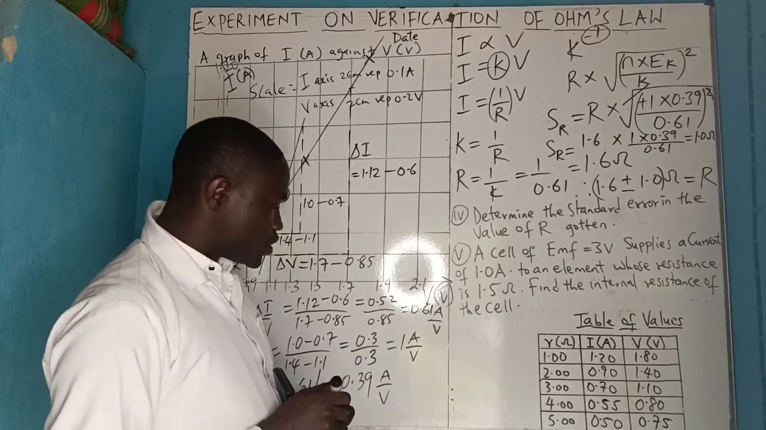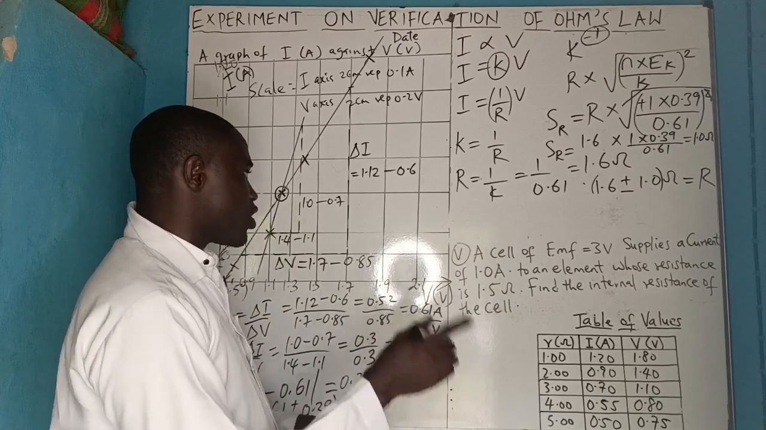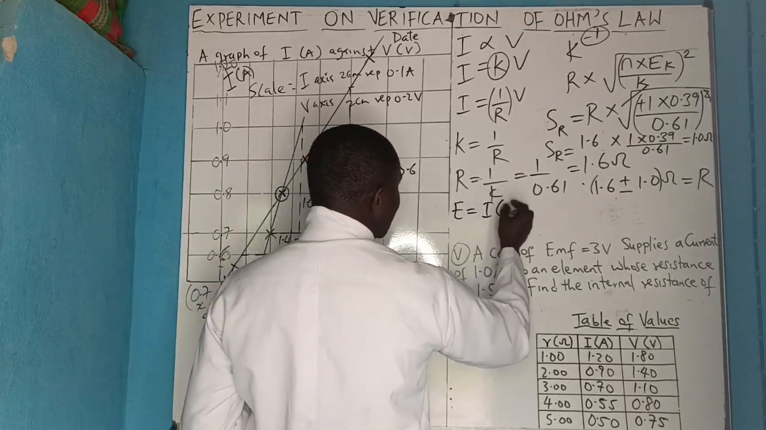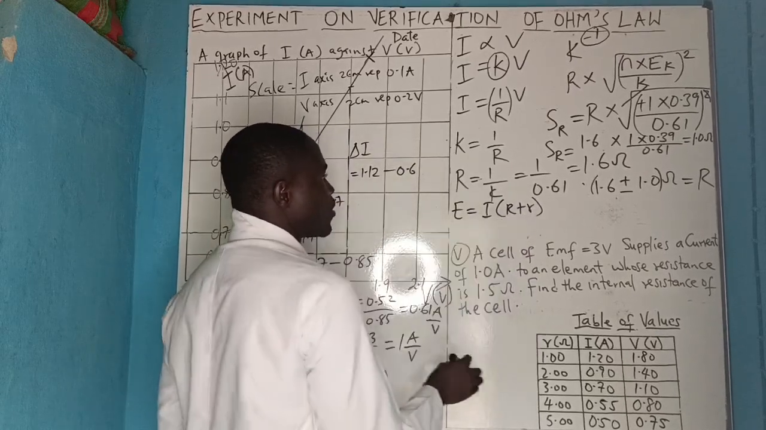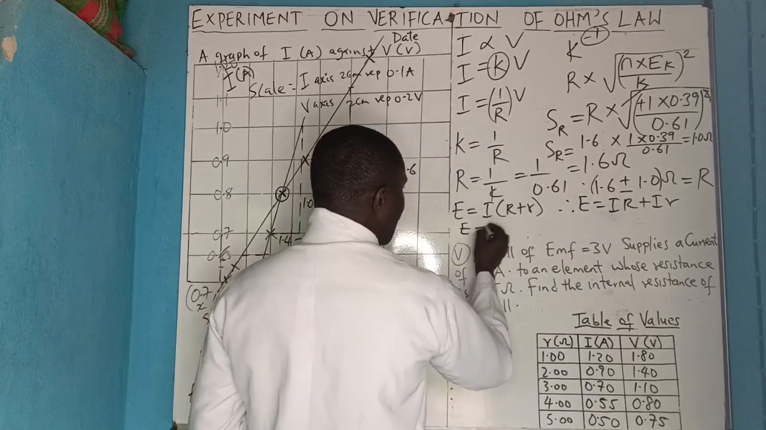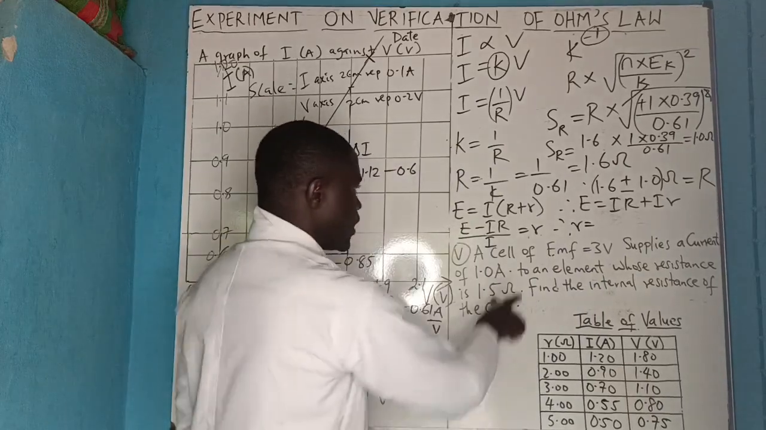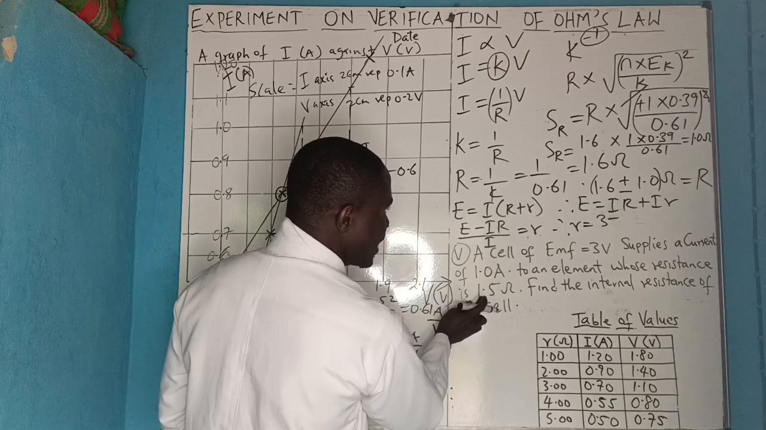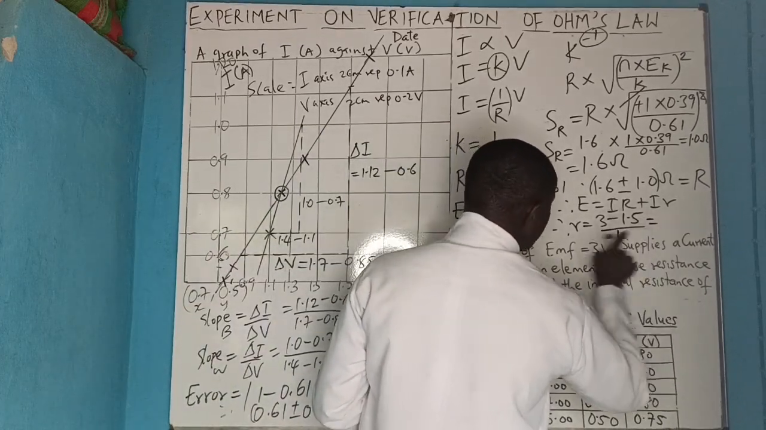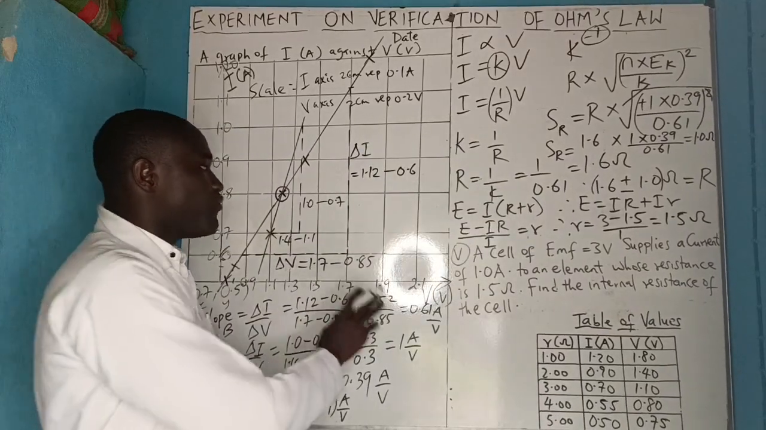Okay? We'll go to the last question. To solve the last, a cell of EMF E supplies current of 1 ampere through an element whose resistance is 1.5 ohm. Find the internal resistance of this. We said that E is equal to I bracket R plus r, where this is the internal resistance and this is R. Therefore, E equals IR plus Ir. This goes here, E minus IR all over I equals r. What is your E? E is 3. So 3 minus IR, 1 times R. 1 times 1.5 is 1.5, all over I. I is what? 1. That will be given. 3 minus 1.5 is 1.5, divided by 1. 1.5. 1.5 ohms. That means the answer to that B is 1.5 ohms.